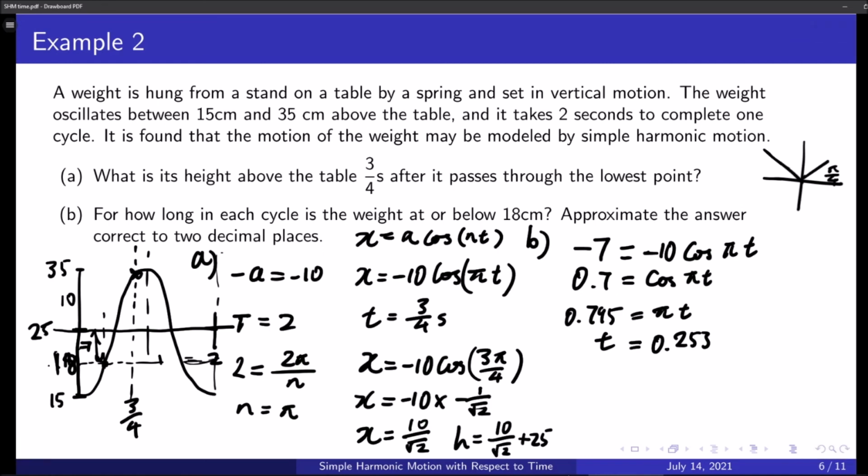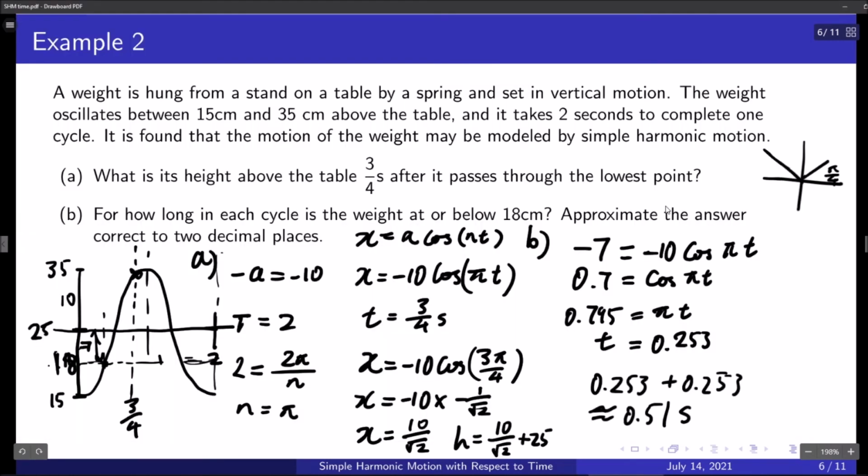So of course this is symmetric. So we can just say, if this is 0.253 from 0, then this will be 0.253 as well. So the time spent will be 0.253 plus 0.253, because you remember it's symmetric. Here 0 to 0.253, then this should have the same width as this. So that will give us approximately 0.51 seconds.